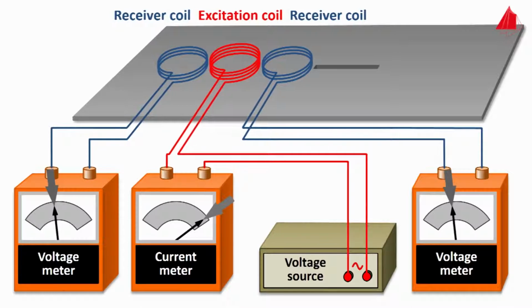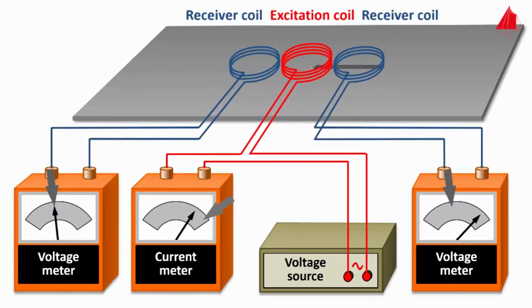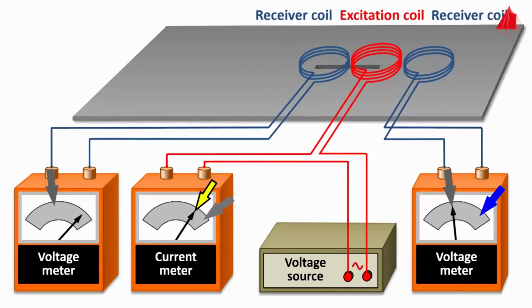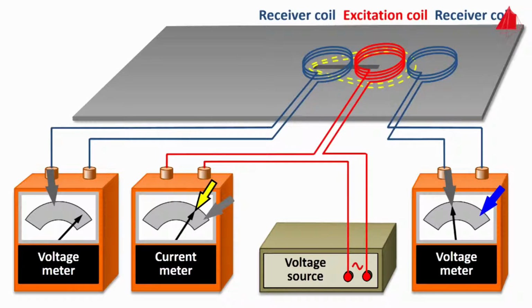As expected, the current consumption is lower when the excitation coil is positioned on the left side of the saw cut. Now the magnetic field flowing through the right receiver coil is much stronger than before. Therefore, the induced voltage here is high. The situation is equivalent when the excitation coil is on the right side of the saw cut. The magnetic field of the eddy current now flows through the left receiver coil more intensely. The voltage induced there is correspondingly high.